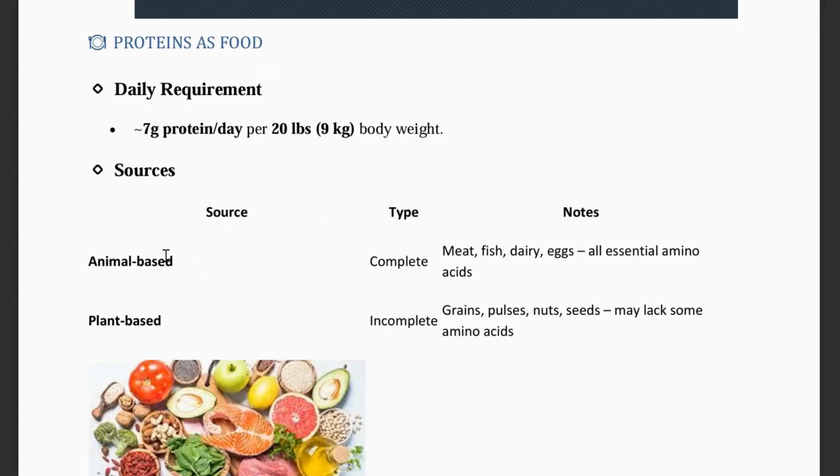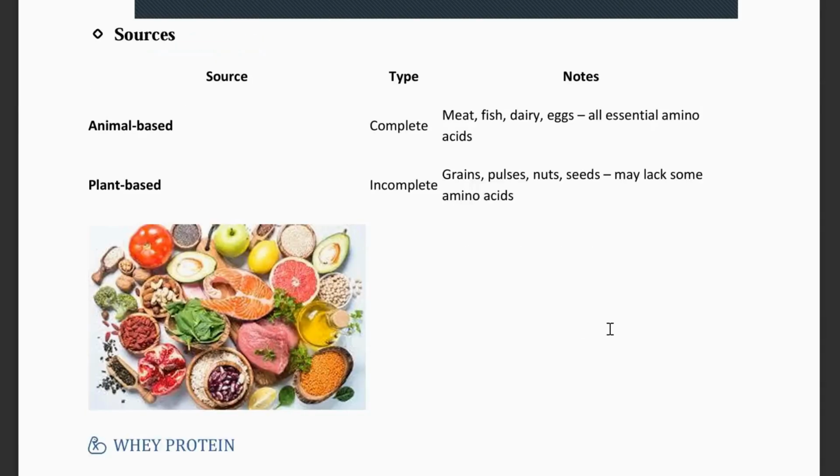What are the sources? We are having two sources. One is animal based and the other is plant based. Animal based is complete. That is, we are having meat, fish, dairy, or eggs, with all the essential amino acids. Here, actually, plant based are incomplete. That is, grains, pulses, nuts, seeds. They lack some of the amino acids.